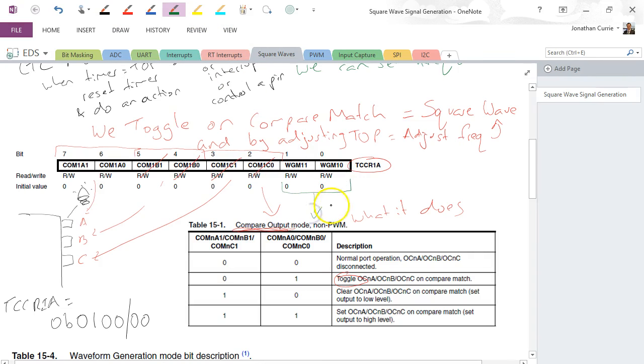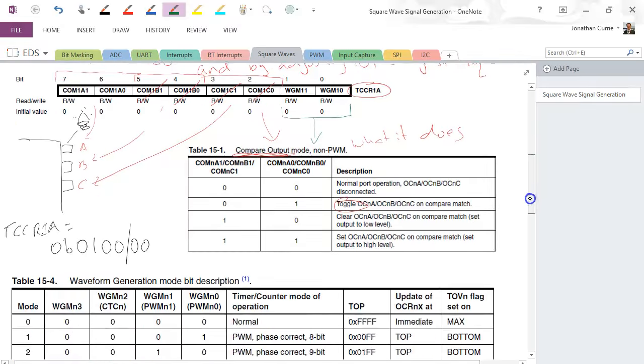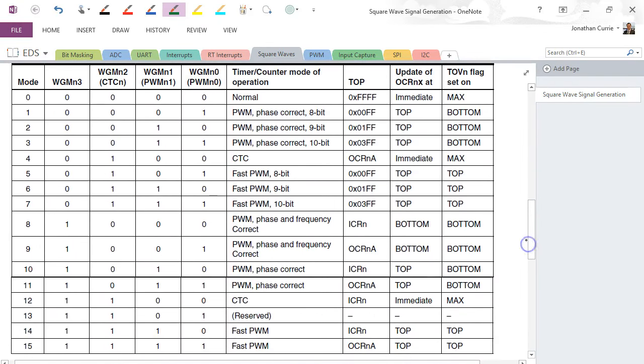Now, for these ones, we need to look at the table below. We've already decided we're operating in CTC mode. We know that because we're trying to generate a square wave with a variable frequency. CTC mode is the easiest one to do that. You can do it with PWM, but it's much more complicated and a lot coarser. You get a lot more accuracy with CTC. So we know we're using CTC.